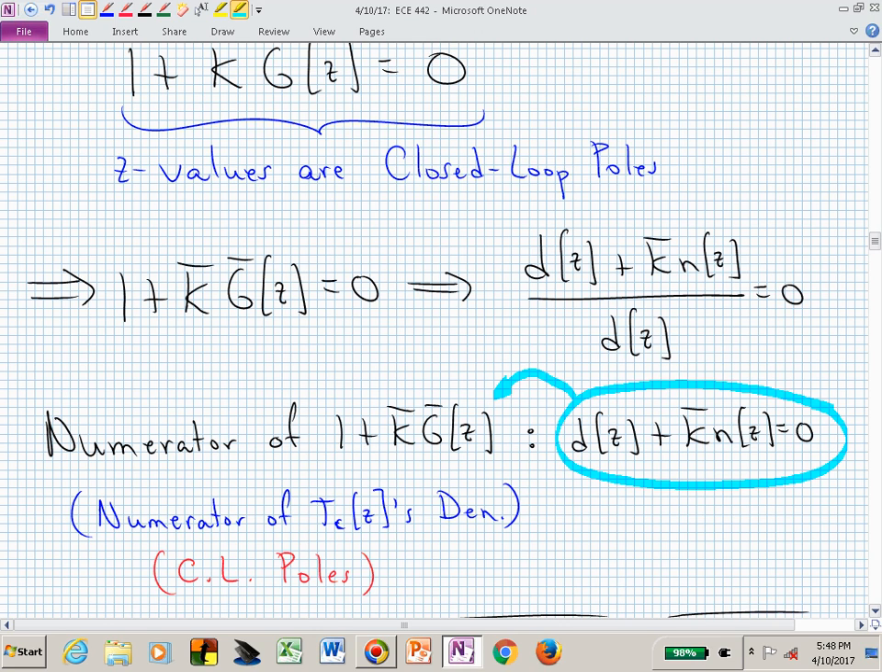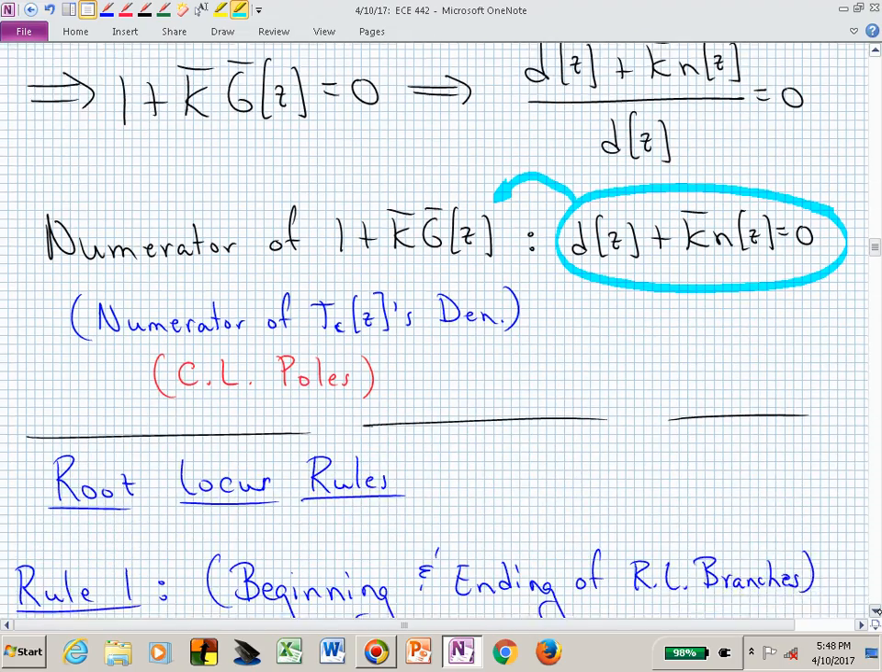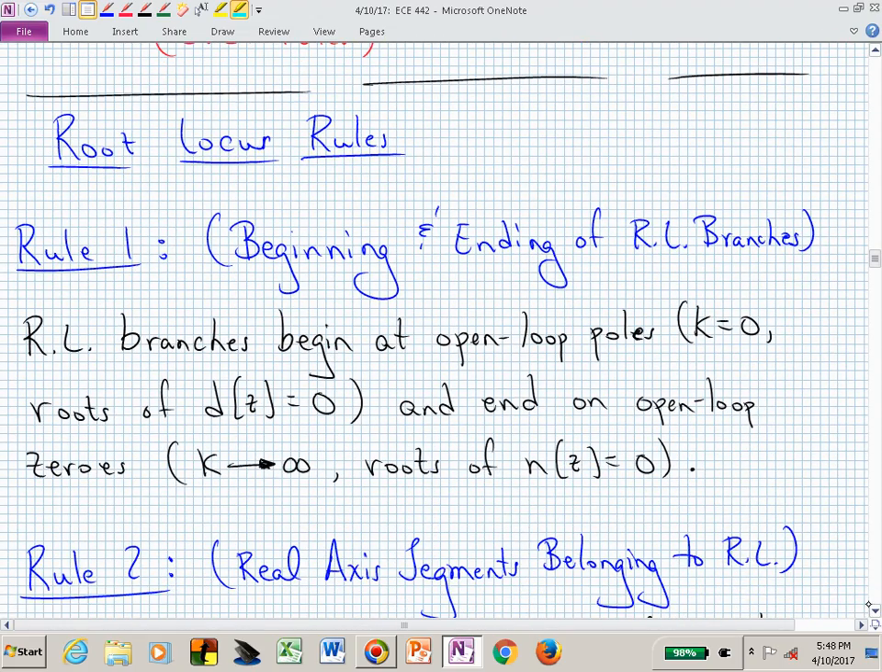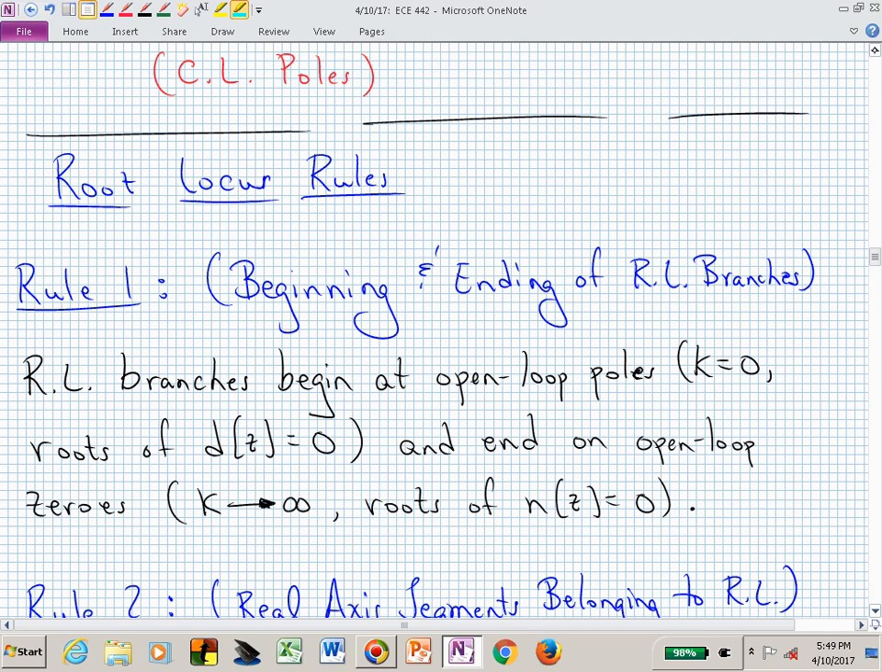Which means that we want to be able to sketch the root locus associated with, or the values of Z that map 1 plus K bar G bar to 0, or force that to equal 0. And as a reminder, here are those root locus rules. What's rule 1? Does everybody have that down? If somebody gives you a G bar, how can you find rule 1, or how do you generate rule 1?